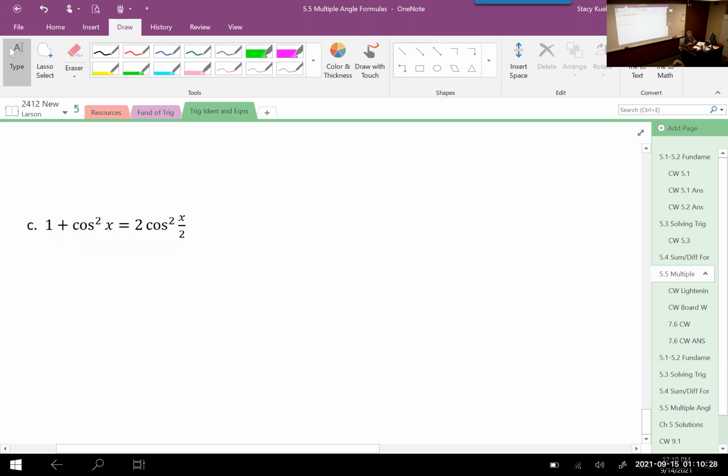So I don't have these trig functions in the same angle, and that's kind of what we're working towards here. So on the left-hand side, I'm going to leave that as 1 plus cosine squared x. But if you were to get rid of that square and that 2, wouldn't that be cosine x over 2? And then let's use the identity for that.